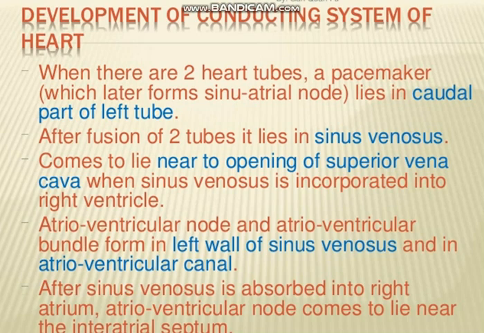When there are two heart tubes, a pacemaker lies in the caudal part of the left tube, and the sinus venosus comes to lie near the opening of the superior vena cava. The atrioventricular node and atrioventricular bundle form from the left wall of the sinus venosus and the atrioventricular canal.